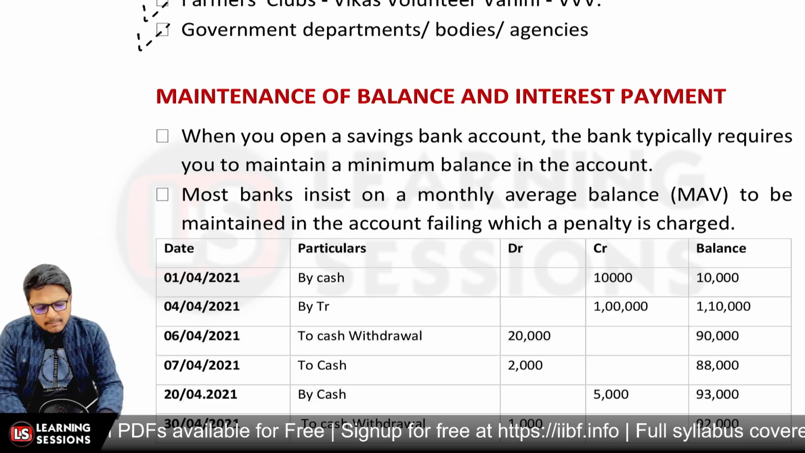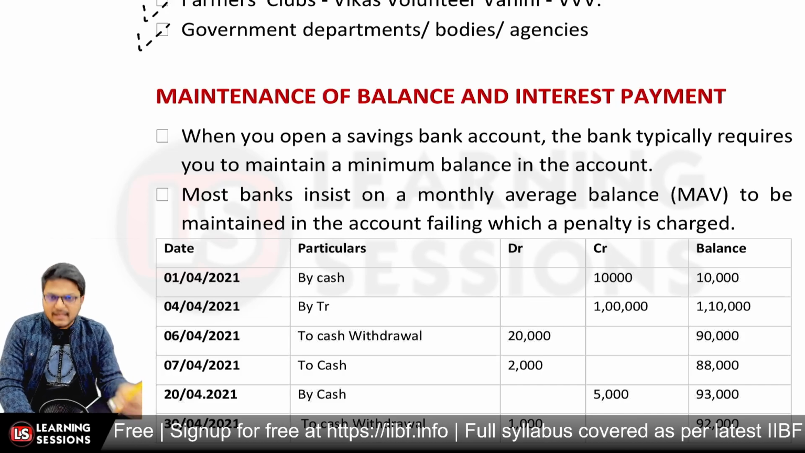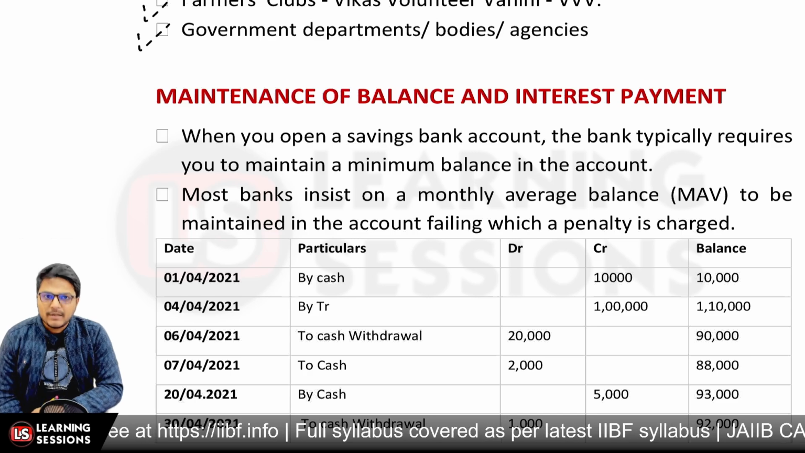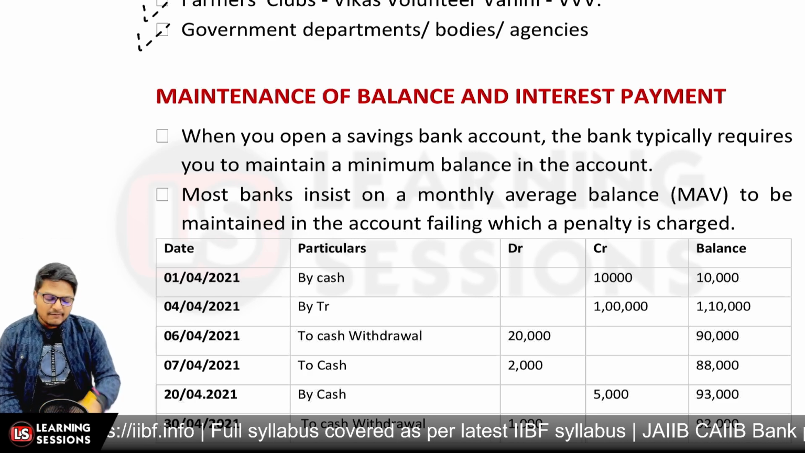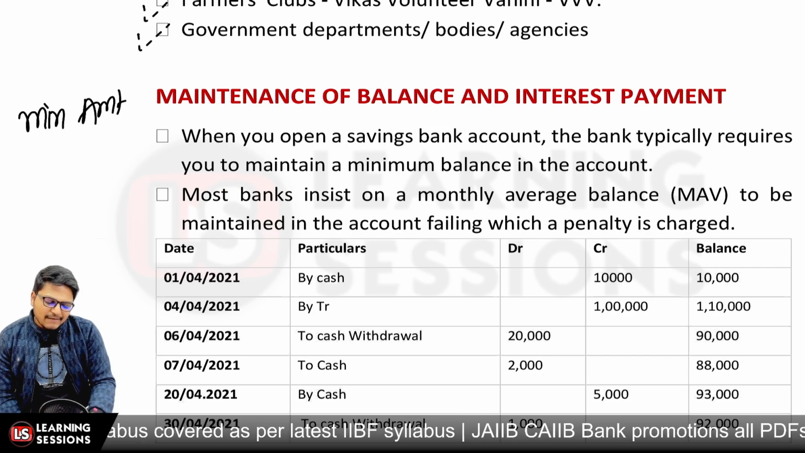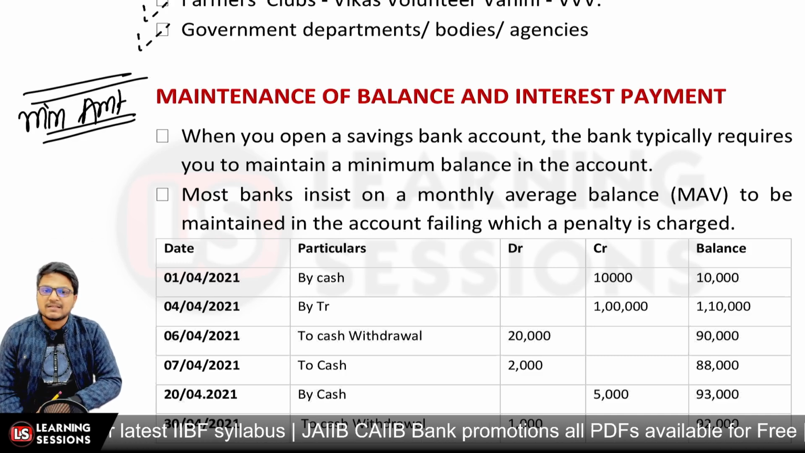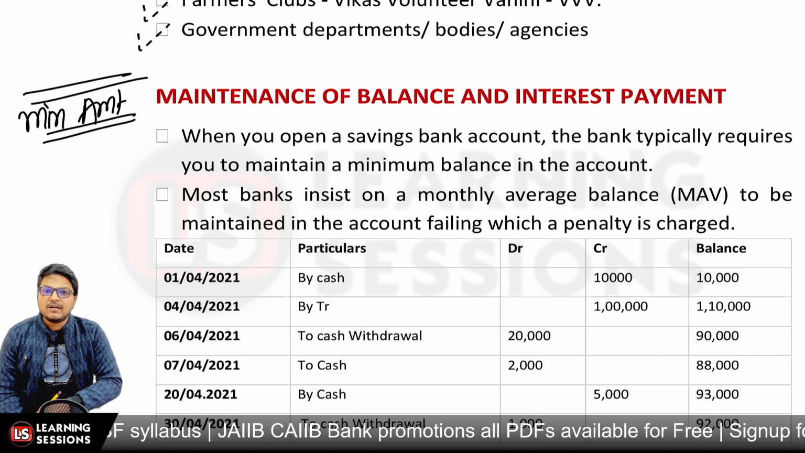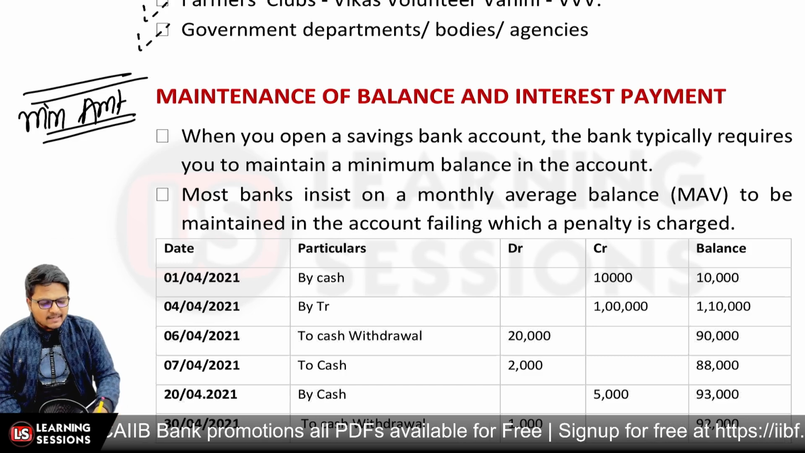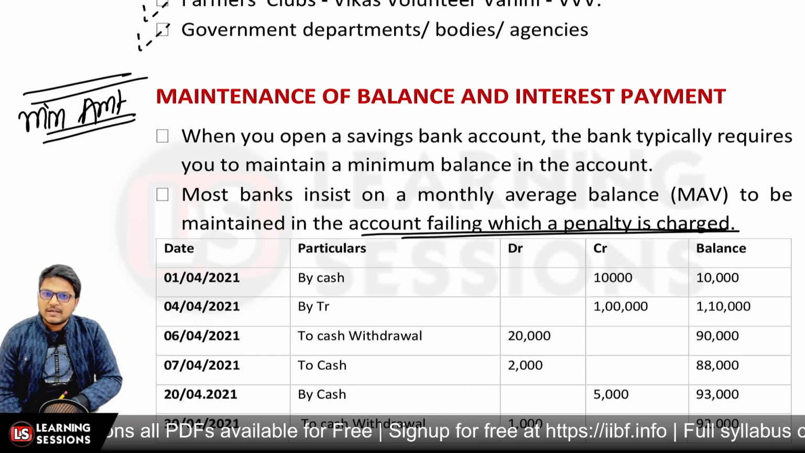Further, it's related to the maintenance of the balance and interest payment. This is quite important from the exam question point of view. Let's have a look at it. When a bank account is opened, the bank specifies whether you have to maintain a minimum amount or minimum average balance. Most banks insist that the monthly average balance must be maintained, and if that balance is not maintained, a penalty will be charged, right? So that's a condition with it.